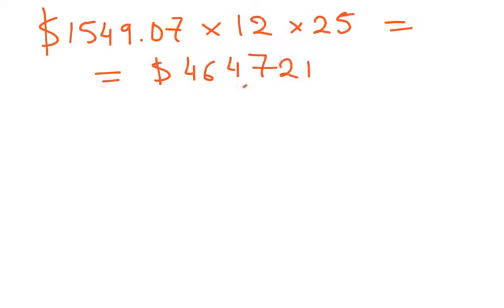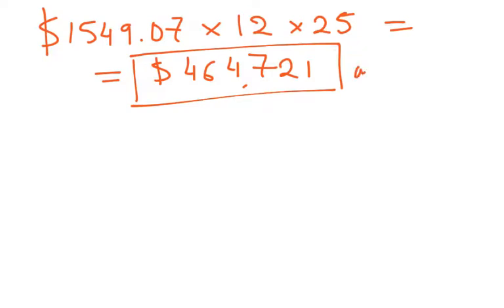464,721, okay? So now this is the amount that she's going to pay, including all payments. So with all payments for 25 years, they add up to this amount.